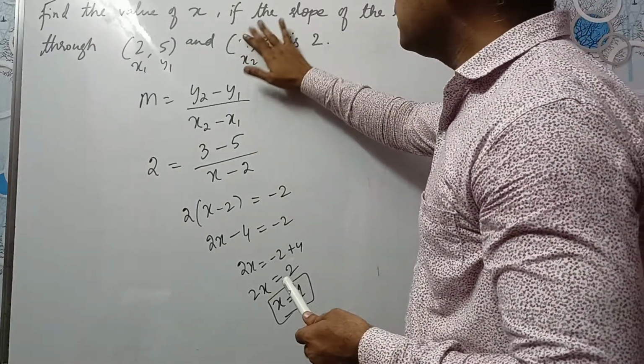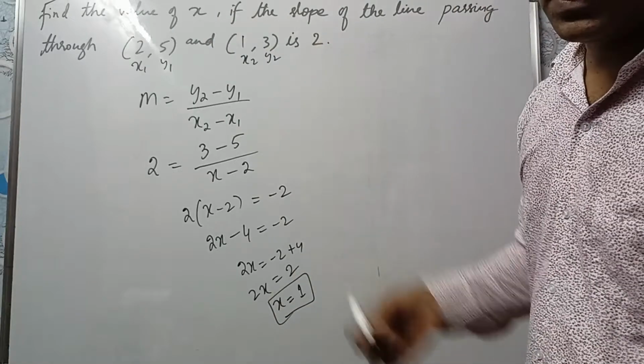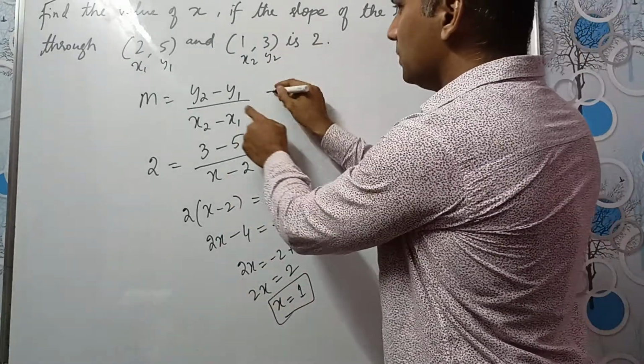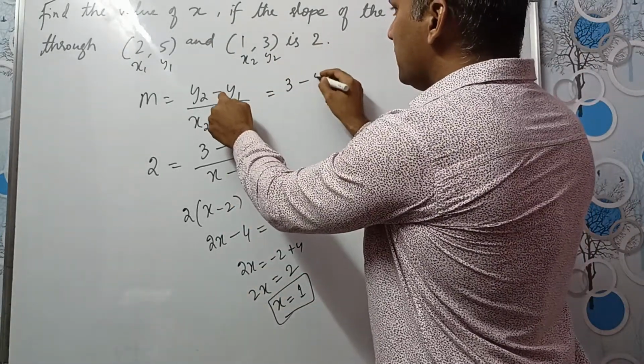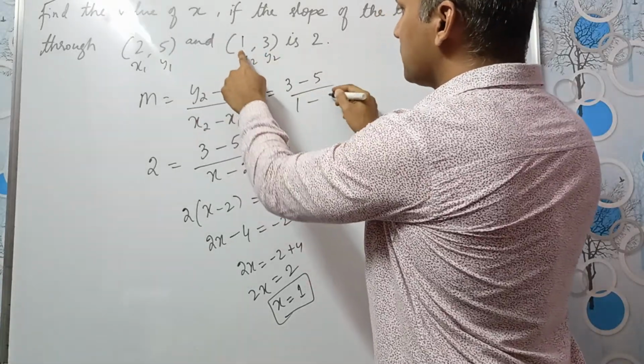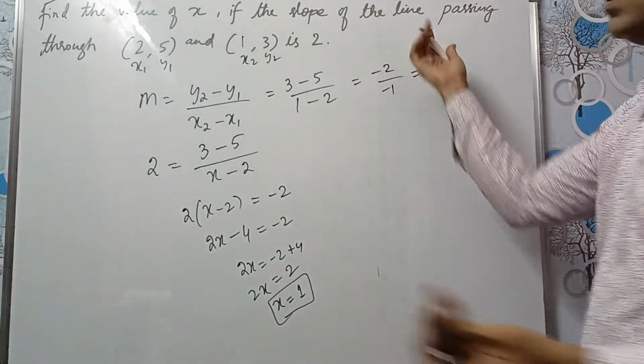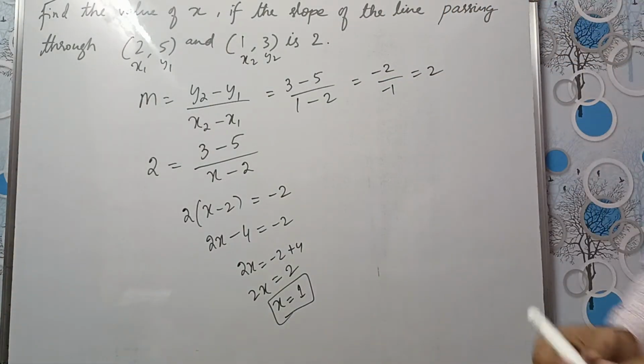Let us verify. See, if we write 1 here and find the slope, it should be equal to how much? 2. Let us do this. 3 minus 5, I wrote y2 minus y1 divided by x2 minus x1. So this is minus 2 by minus 1 plus 2, right?